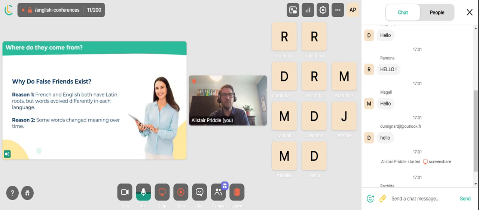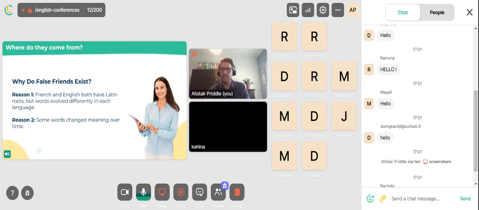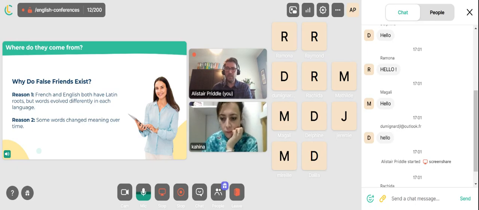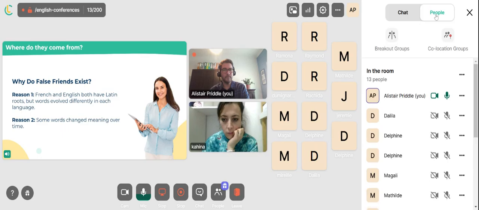Where do they come from? Why do we have them? Well, why do false friends exist? I have two reasons here. The first one is that French and English both have Latin roots, but words evolved differently in each language. And number 2, some words changed meaning over time.